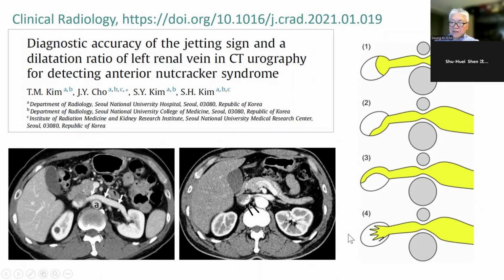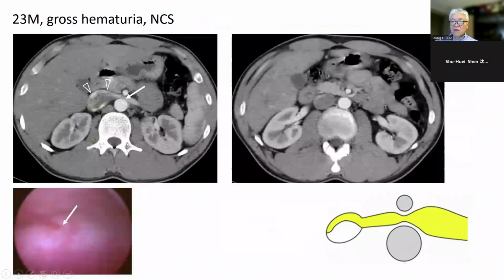So with these basic four categories, when you see the CT scan, if we look at the left renal vein flow in the early phase contrast-enhanced CT and categorize the flow into one of these four categories, maybe we can suspect the Nutcracker phenomenon if we see pattern 3 or 4.